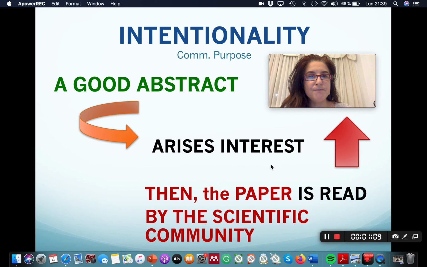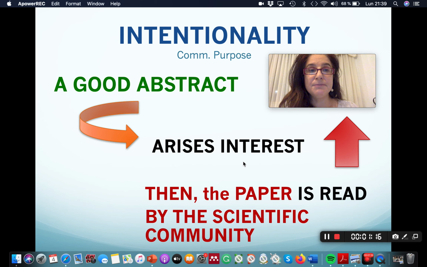The main one is that it has to arouse interest. Why? Because abstracts are normally placed at the beginning of research papers and also are used for researchers to decide which article to read. If you're not interested by reading the abstract, you are not going to read the whole research paper. So this is the most important function, right? To persuade the reader to read the full paper.